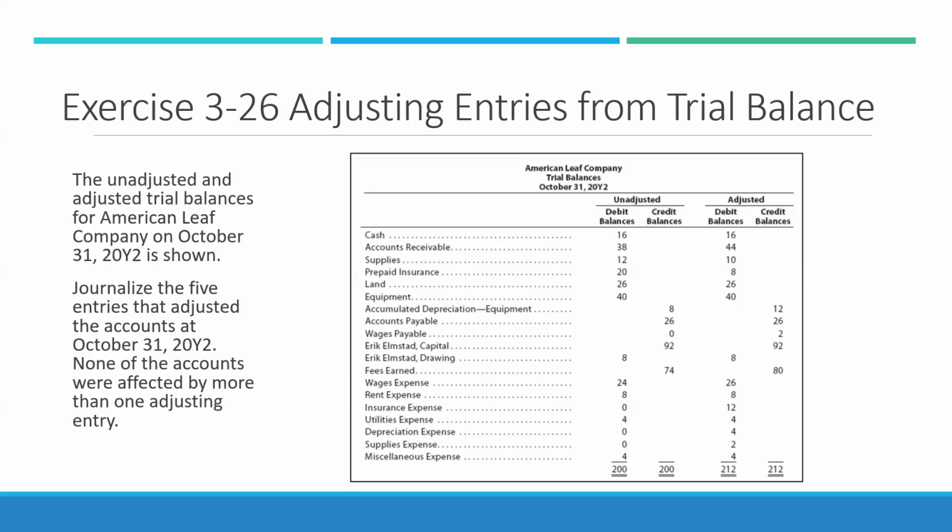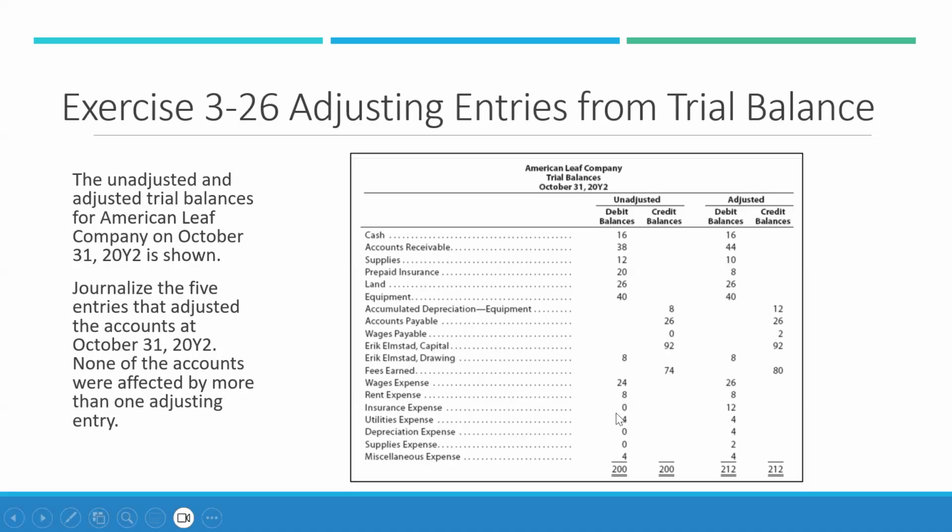Okay, let's look at another one, guys. Prepaid insurance. It was at 20, now it's at 8. That's $12. If we go to insurance expense, it was at 0, now it's $12. Wouldn't that say we prepared an adjusting entry? Insurance expense 12, we credited prepaid insurance for 12. And why would we do that? We adjusted the prepaid insurance for insurance that had expired, used up during the period. Yes?